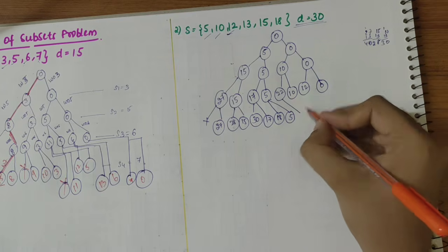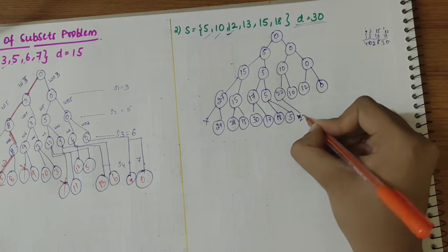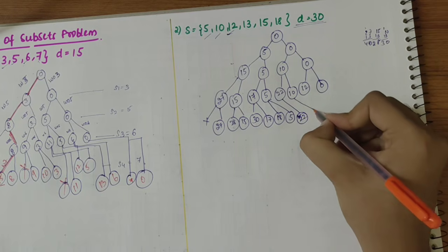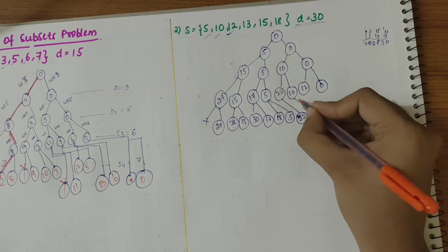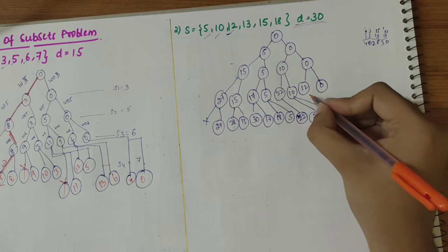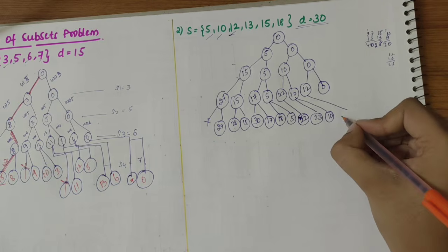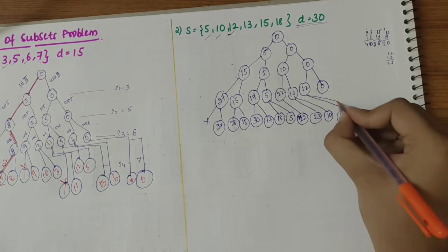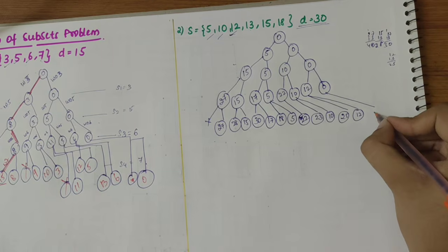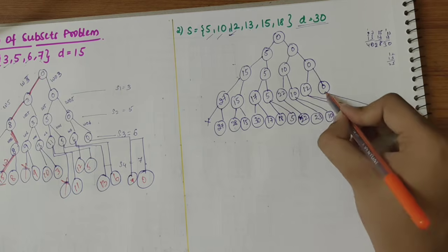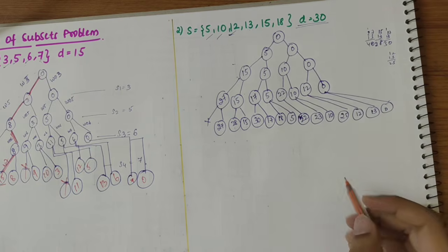Here 22 plus 13, it won't happen, so I'll write 22 only. And 10 plus 13, 23, and without just 10 only. 12 plus 13, 25. I have 25 here, and again 12, just 12. Here 13 I wrote, and 0 I wrote. So I'm done with 30.